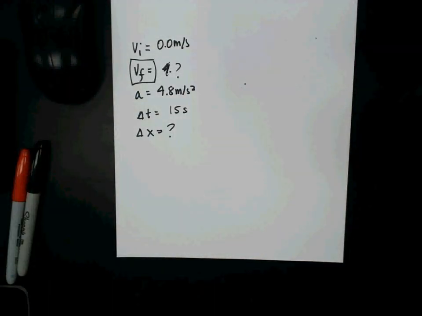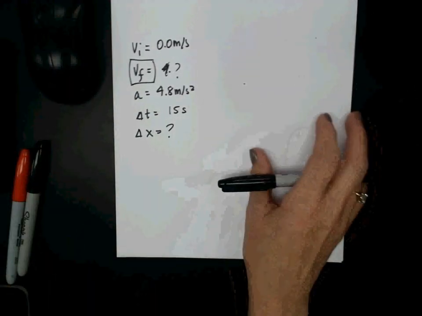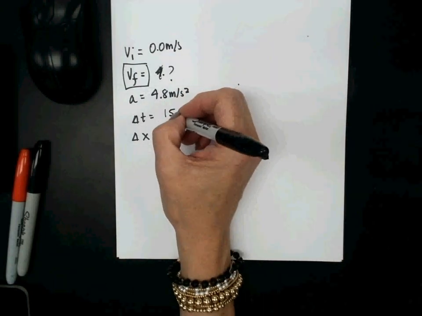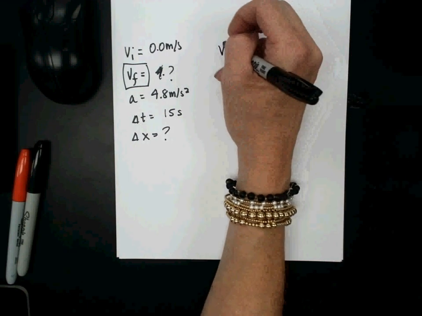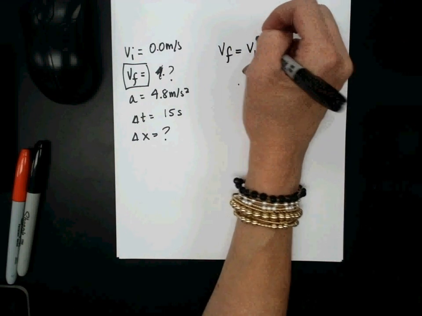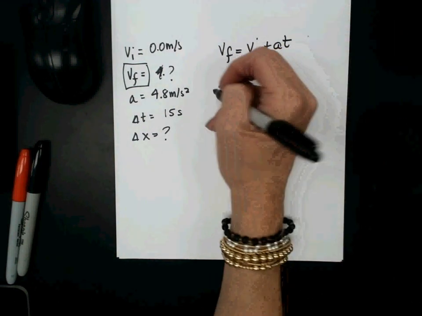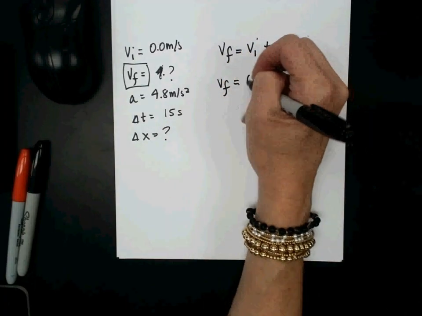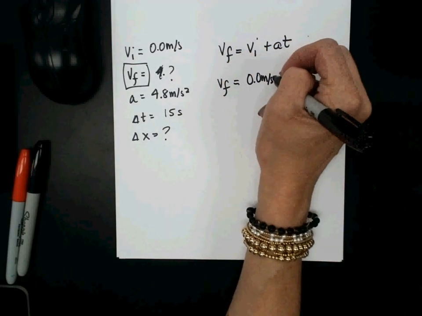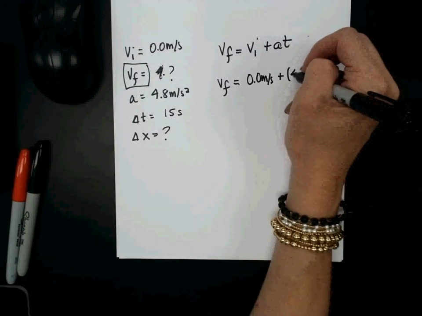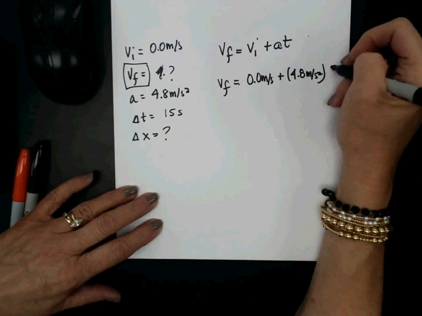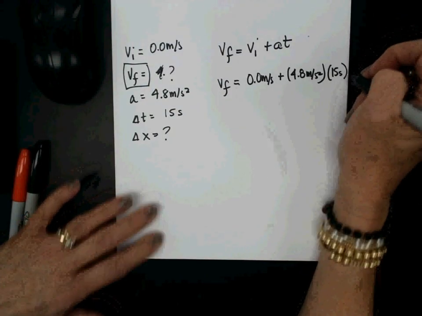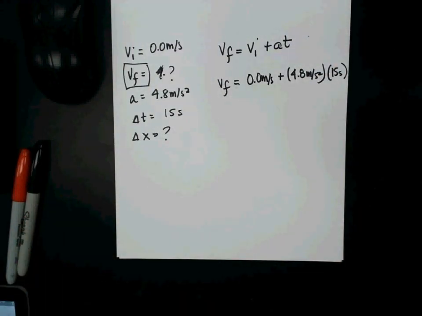I'm going to start with VF first, because I like to. So let's figure our final velocity. Obviously, we've got acceleration, we've got time, we've got VI, so that tells me what formula I can use. I'm going to use VF equals VI plus AT. So VF is equal to 0.0 meters per second plus 4.8 meters per second squared times 15 seconds. See what you get there.